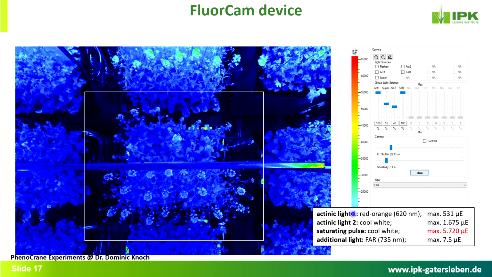And we have an actinic light source in the range of red and orange. We have cool white LEDs for actinic light source 2, and the saturating pulse can reach intensities of nearly 6,000 micro-Einstein. And we have an additional light source to complement the far red spectrum.